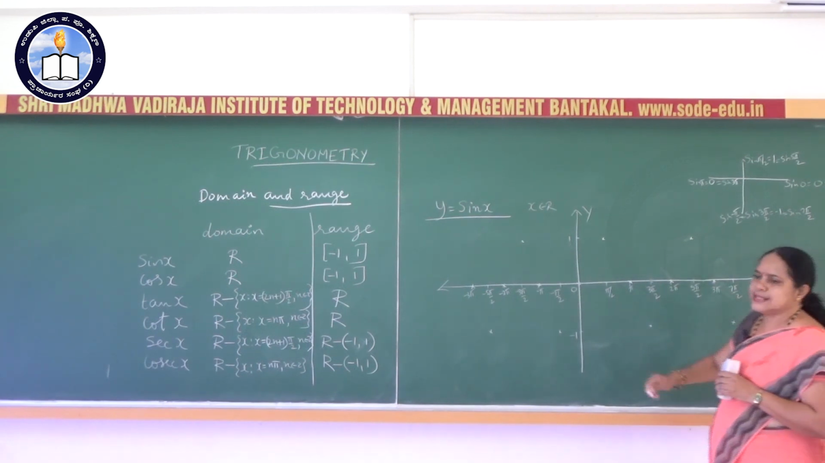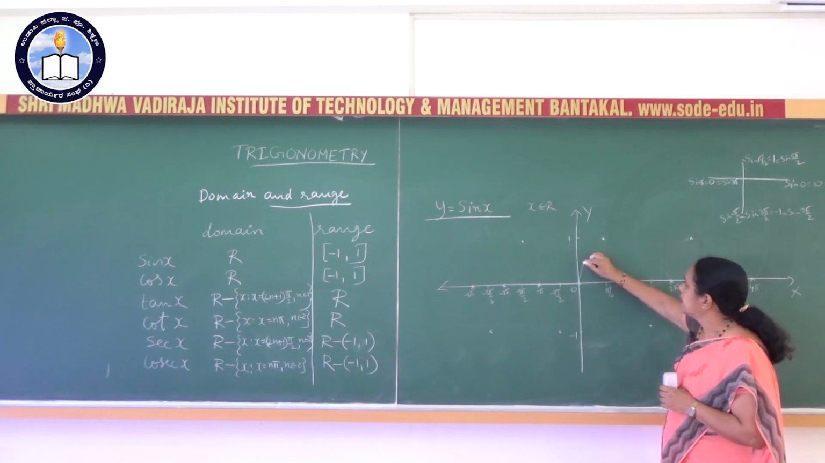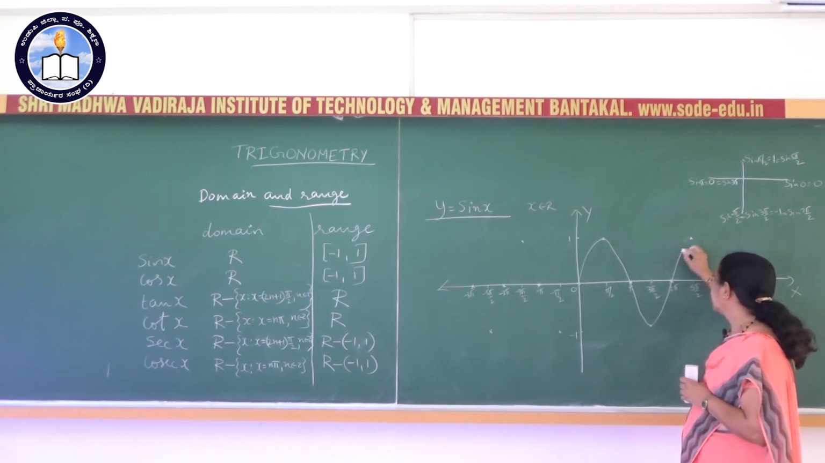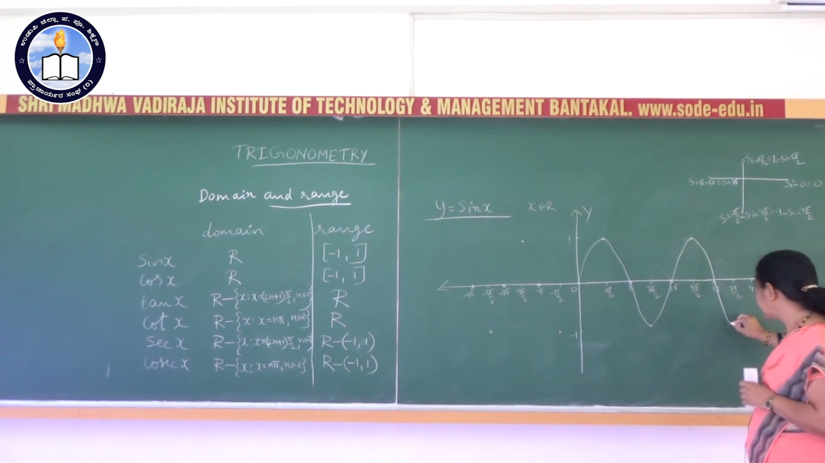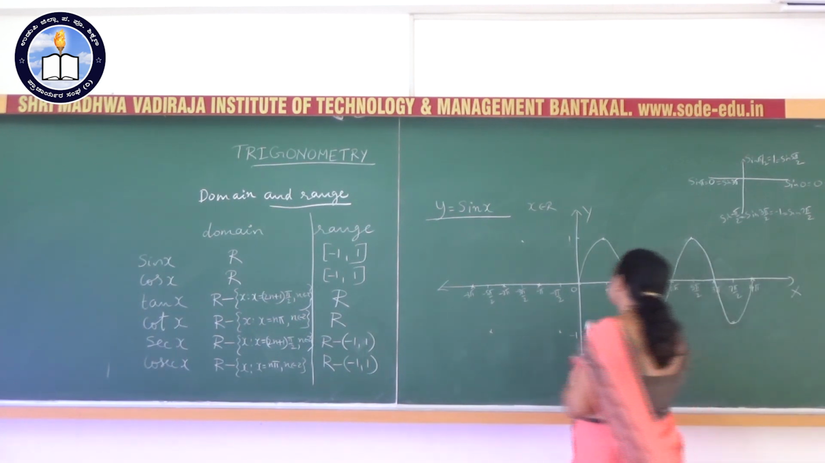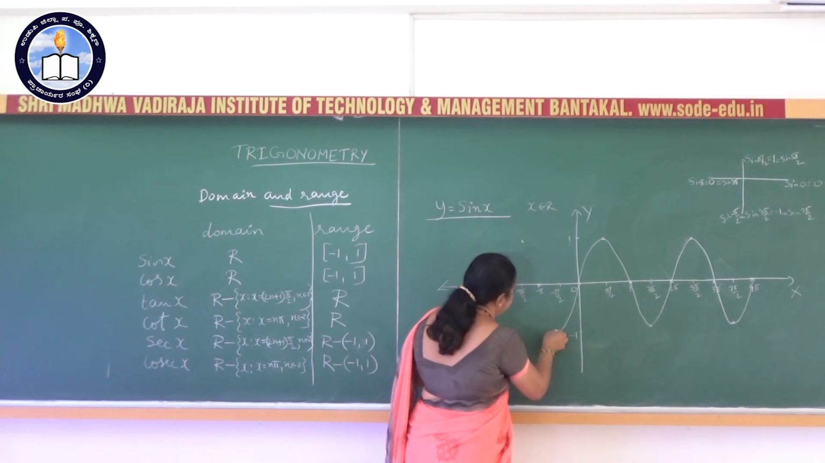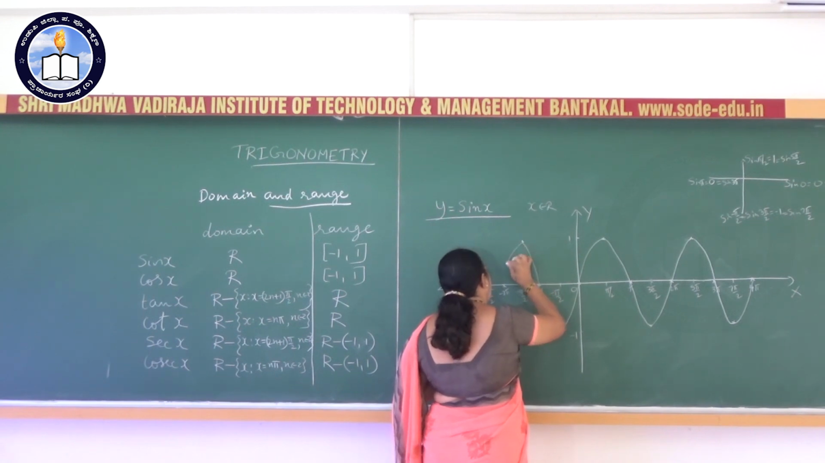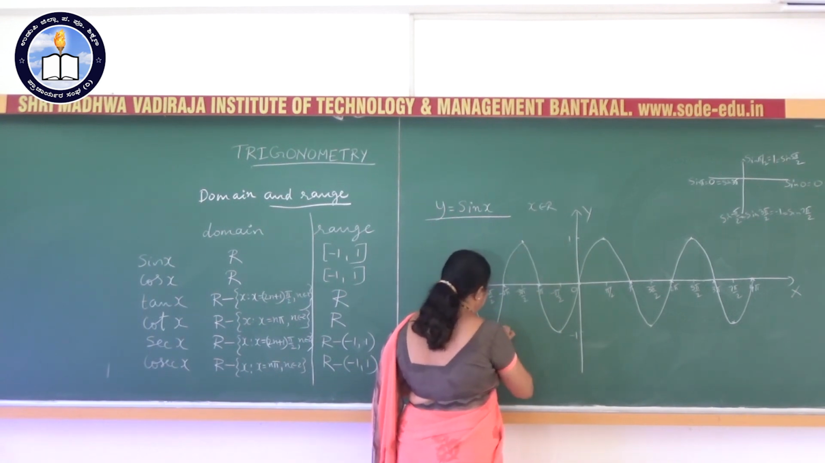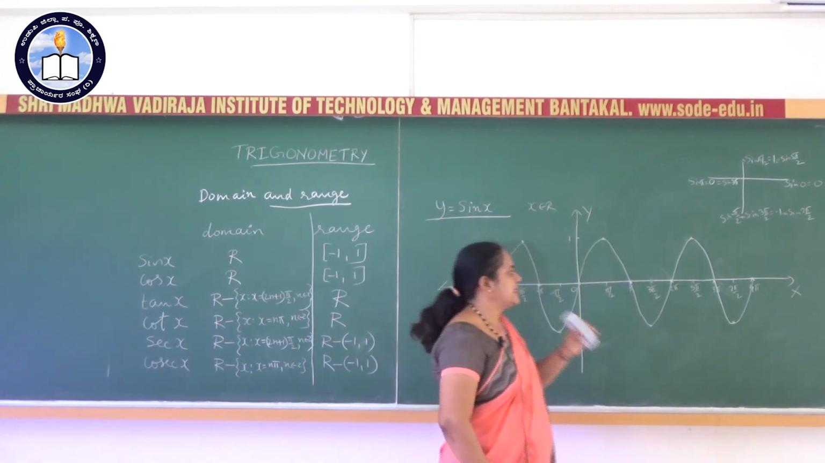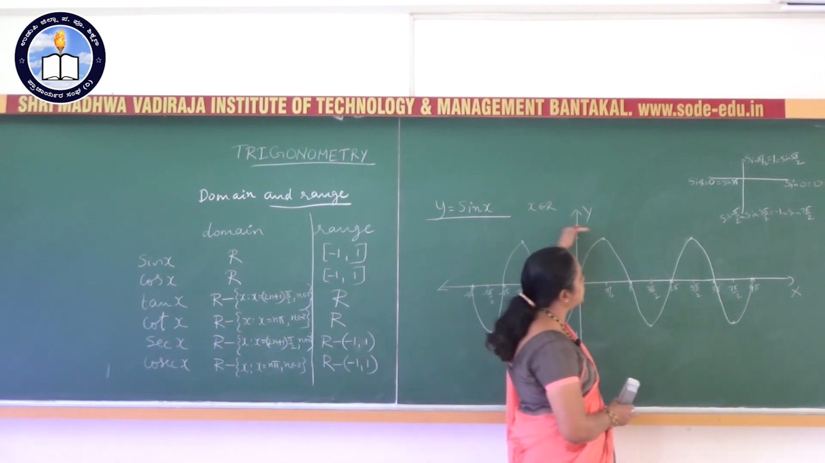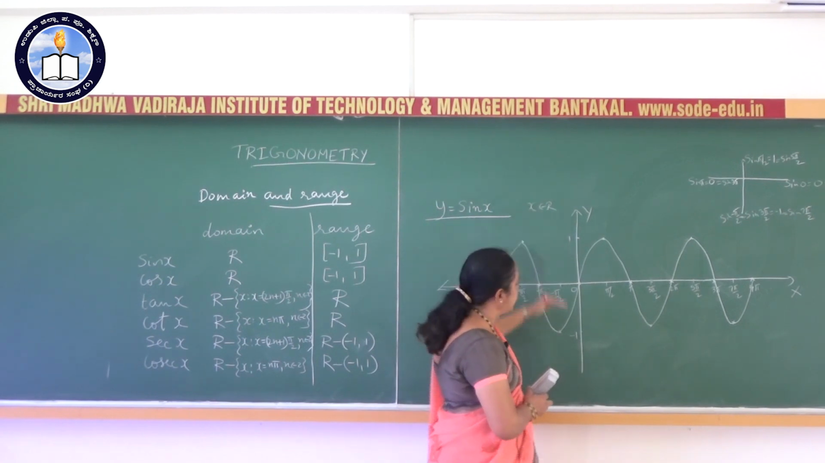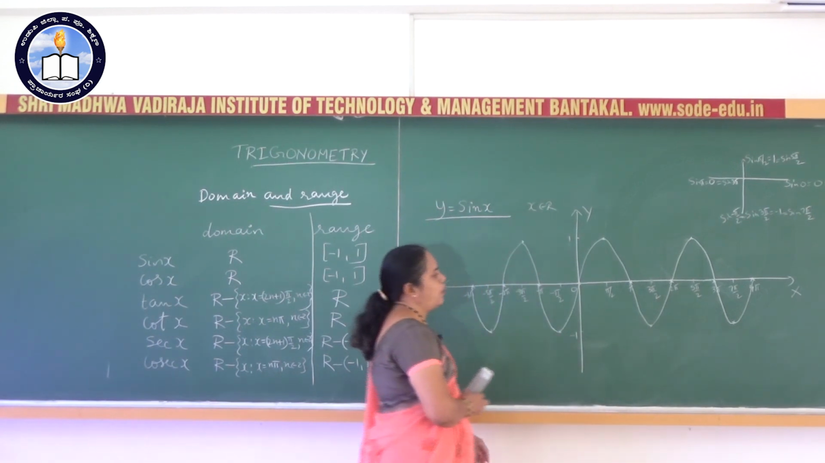Now, what is the graph of sine x? Join all these points and draw a smooth curve. It's not a straight line, but a smooth curve. This is the graph of sine x. The highest value of sine x is plus 1 and the least value is minus 1. It can never be greater than 1, can never be less than minus 1.